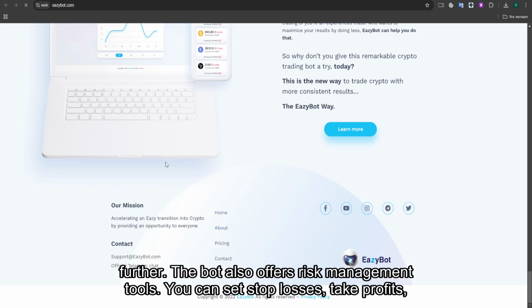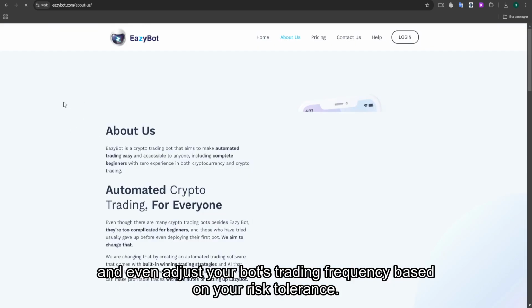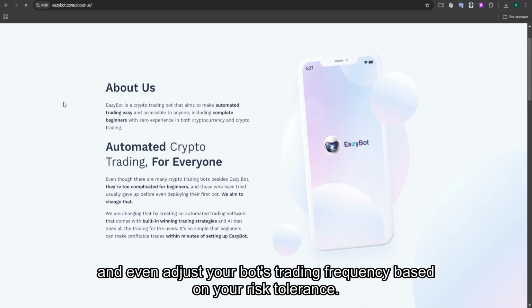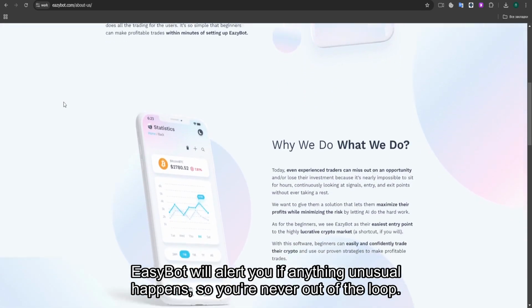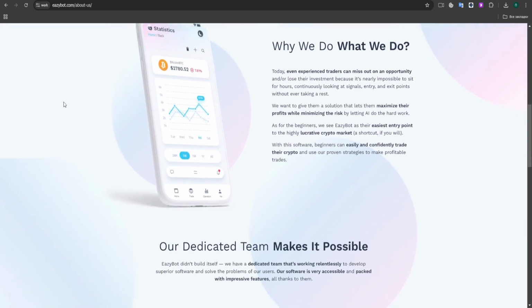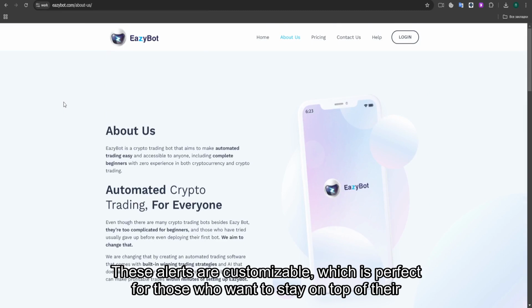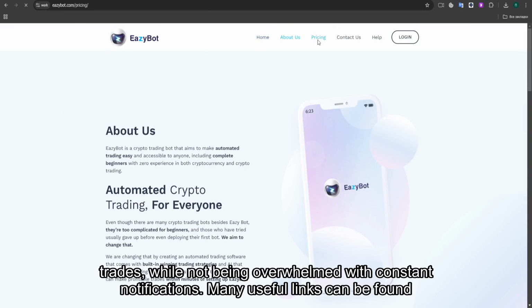The bot also offers risk management tools. You can set stop losses, take profits, and even adjust your bot's trading frequency based on your risk tolerance. EazyBot will alert you if anything unusual happens, so you're never out of the loop. These alerts are customizable, which is perfect for those who want to stay on top of their trades while not being overwhelmed with constant notifications.